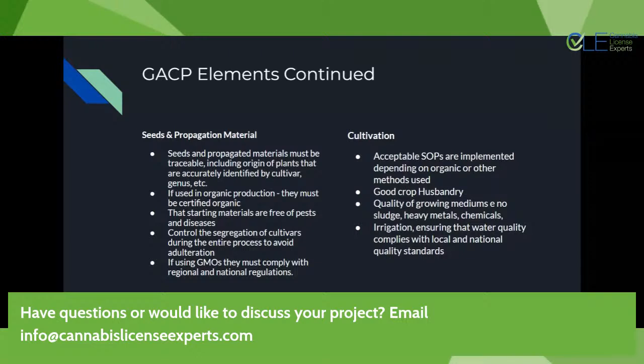So making sure that you do have segregation to prevent any cross-pollination when that's not what you're looking for is also going to help you maintain those contracts and what you have promised your buyers.